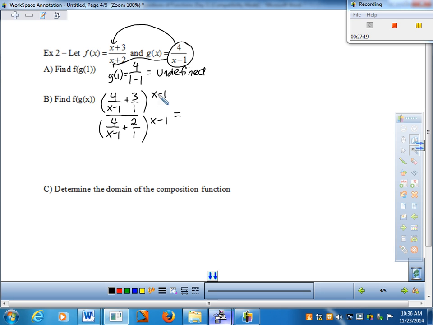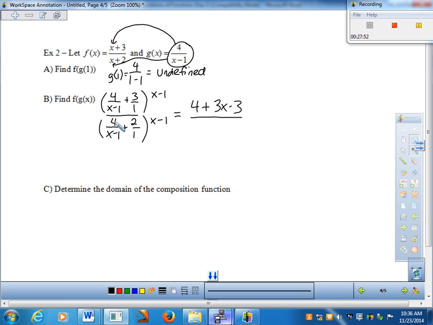So x minus 1 times 4 over x minus 1, hoping you do see the x minus 1s cancel, and I'll be left with just positive 4. Plus goes right here, of course. Now when I multiply x minus 1 into the 3 over 1, nothing cancels. So let's just do 3 times x minus 1. And if it's okay with you, I'm just going to write it as 3x minus 3.